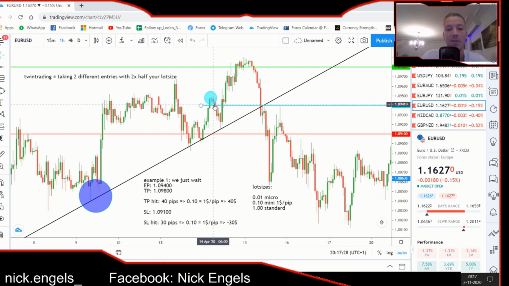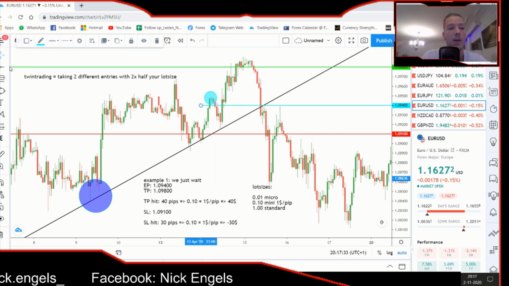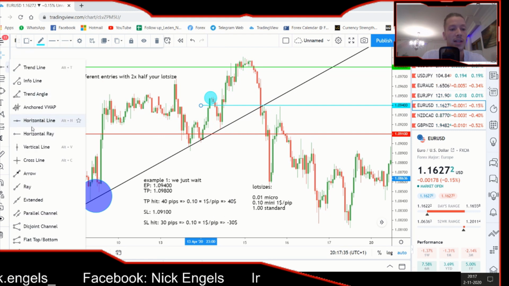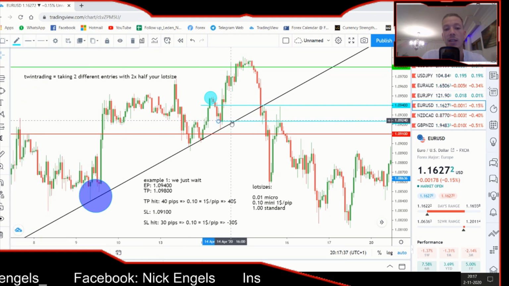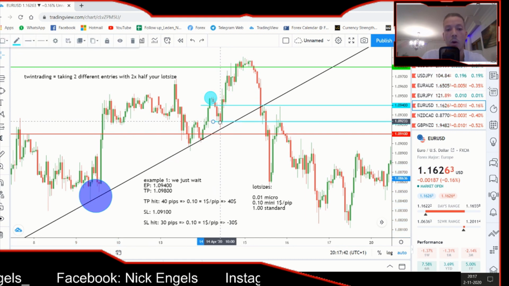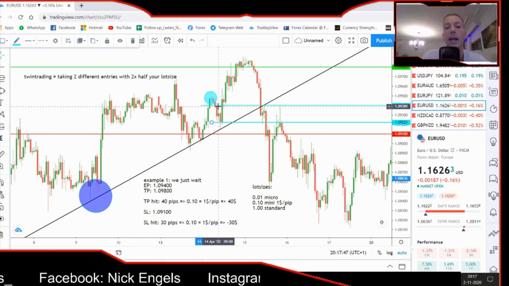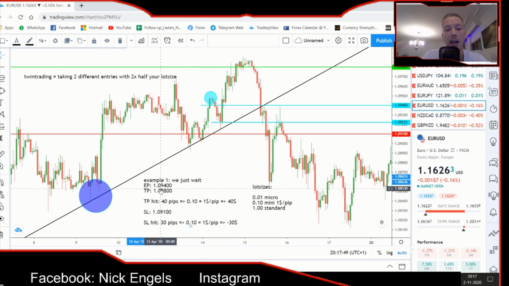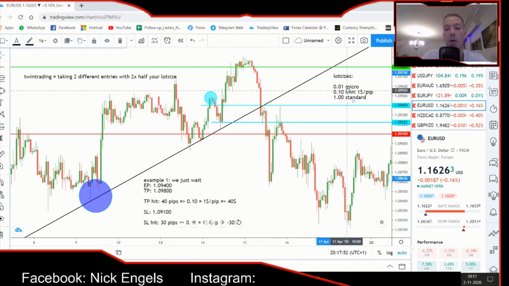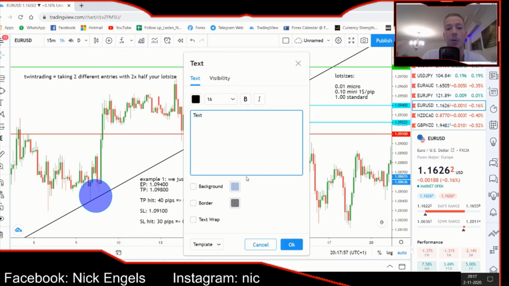All right, we have this first entry over here. Imagine we take a second entry over here. So we take a horizontal ray again. Imagine we take a second entry somewhere over here. Now what happens then is what we call twin trading. We don't have only one entry, but we have 2 entries at the current moment. So let's write out our second example. In this example, we apply twin trading, right? Example 2, we apply twin trading.